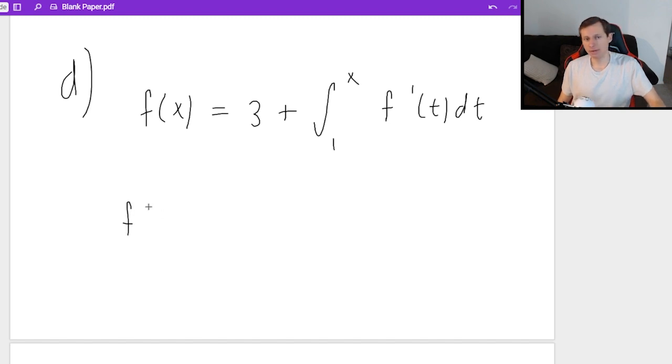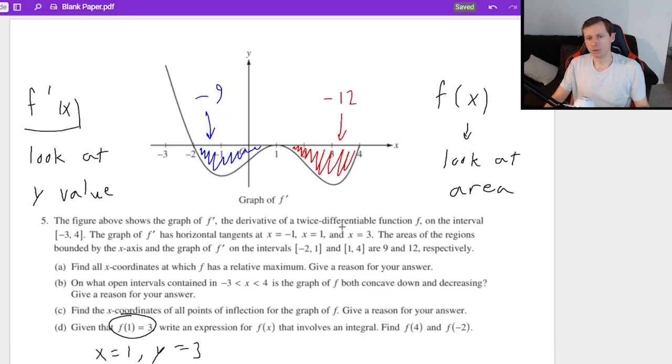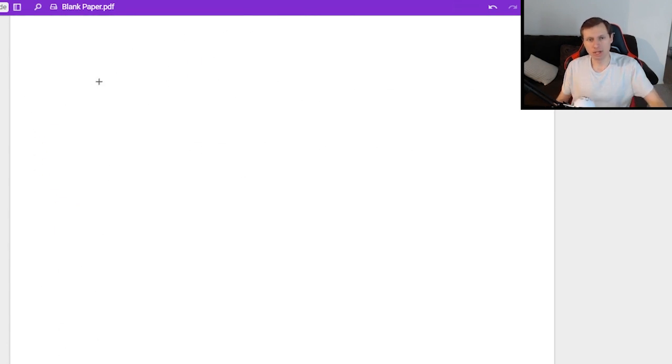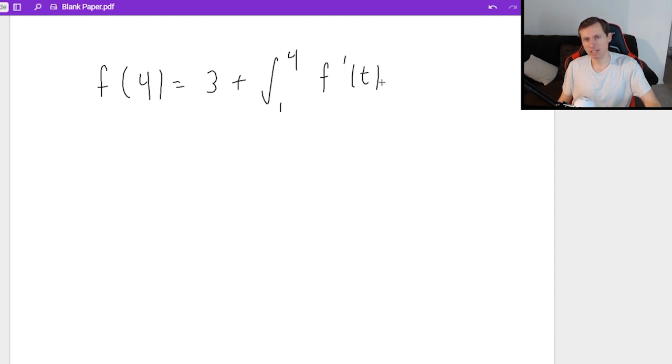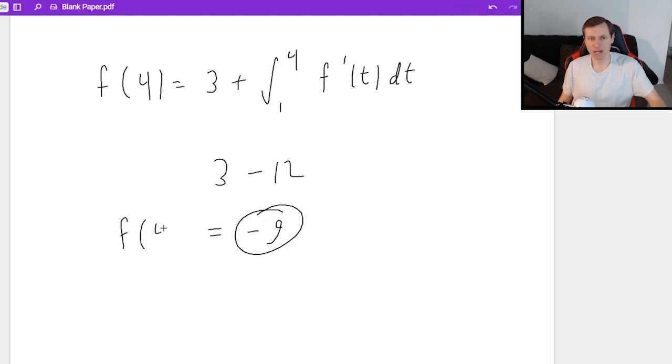And then they want us to find f of 4 and f of -2. So first we'll find f of 4. If we want that, then we just need to add the area from 1 to 4, which is -12. So then f of 4 is going to be 3 plus the integral from 1 to 4, that's where the x goes, of f prime of t dt. So in other words, it's just the area from 1 to 4 of my derivative. Again, that was -12. 3 minus 12 equals -9. That's my answer for f of 4.